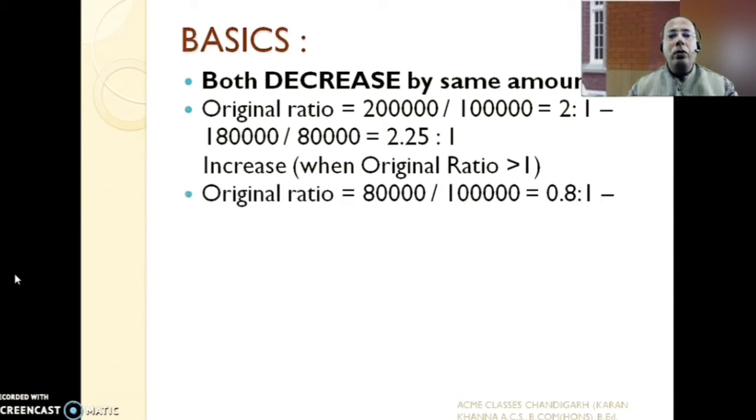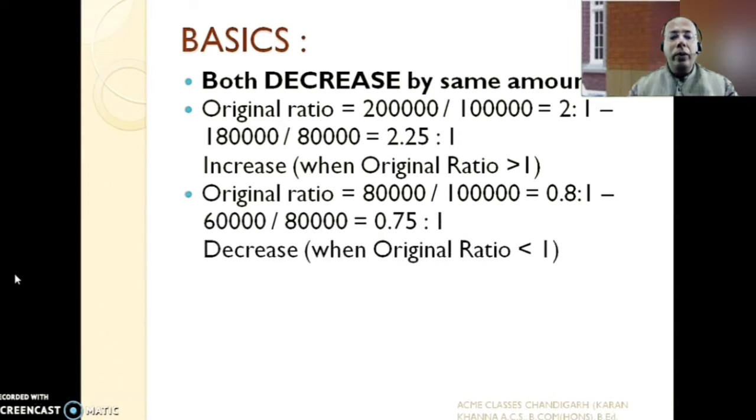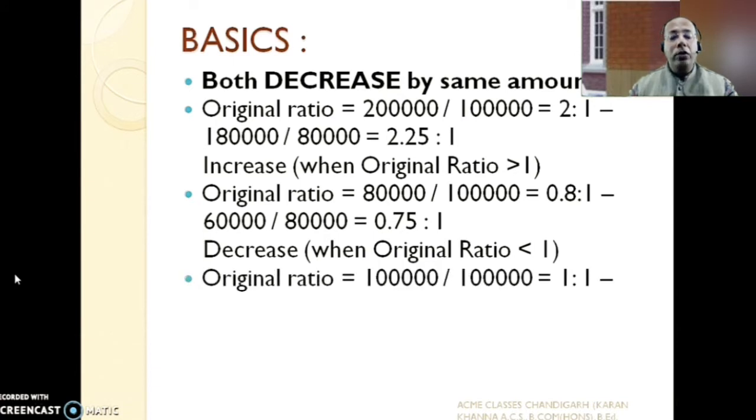If the original ratio is less than 1 and both numerator and denominator were to be decreased, the new ratio will decrease. Let's talk about the third case. If the original ratio is equal to 1 and both numerator and denominator were to be decreased by the same amount, well, there is absolutely no change in the ratio.